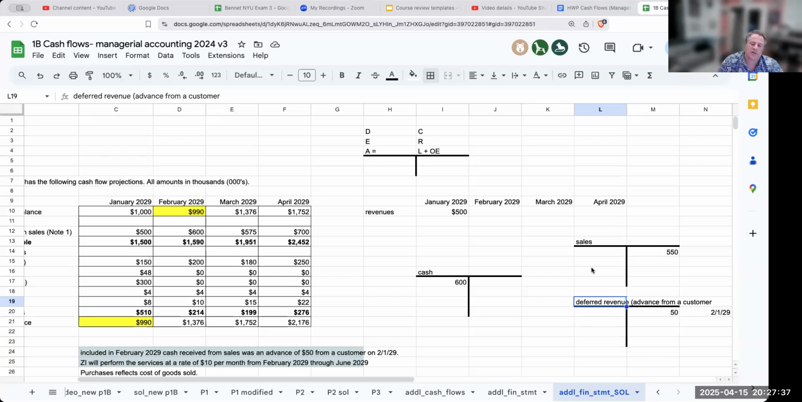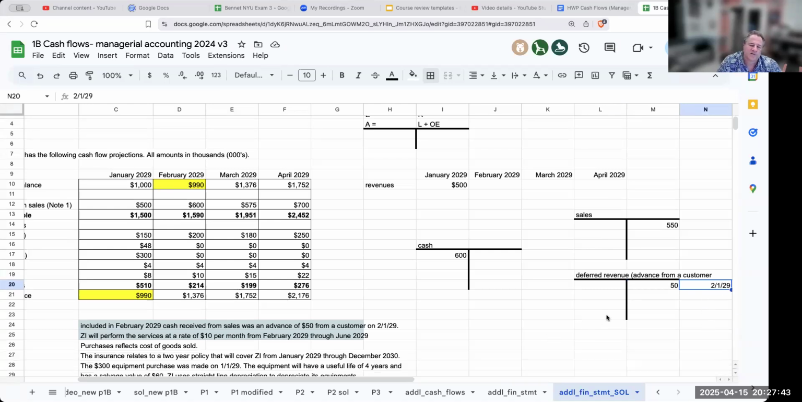So when I look at this 50 advance on 2/1/29, the other thing I need to be asking myself is, when am I going to recognize this 50 as revenue? Well, it tells us that I'm going to be performing the services at a rate of 10 per month from February 2029 through June 2029. So let's break this down a little bit further. Let's say this is cash from sales. Basically, we'll call this cash, which is sales revenue.